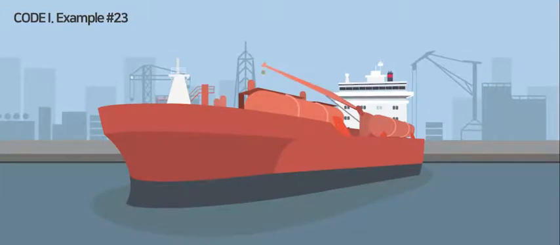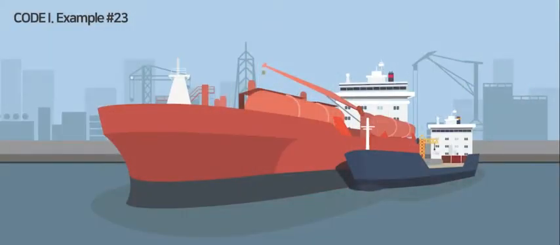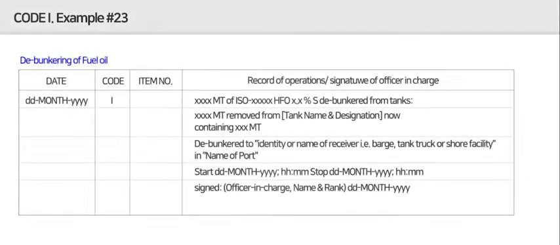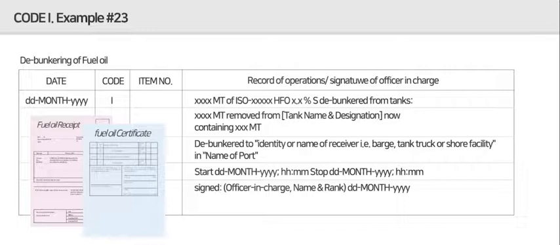Example 23. In case of debunkering of fuel oil, type and quantity of fuel oil and identity of tank, state quantity added in tons and total content of tank. Type and quantity of fuel oil, identity of tank, and state quantity. Name of shore facility and port debunkered. Dates and times debunkered are recorded using code I. Note: include receipt and certificate from receiver for amount and type of fuel oil debunkered.